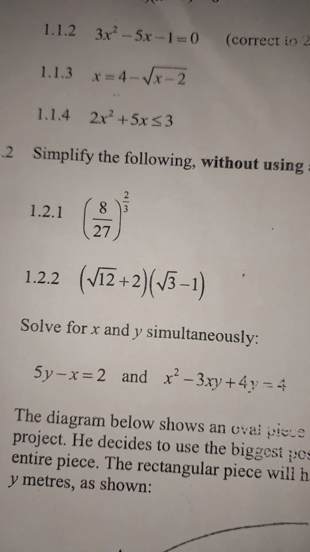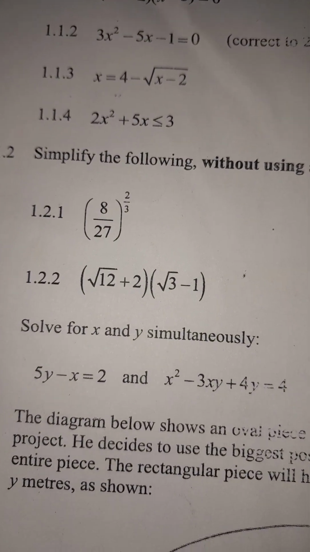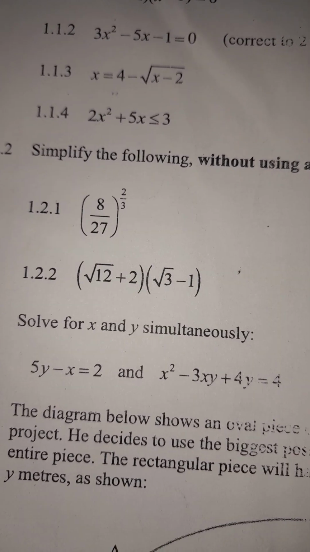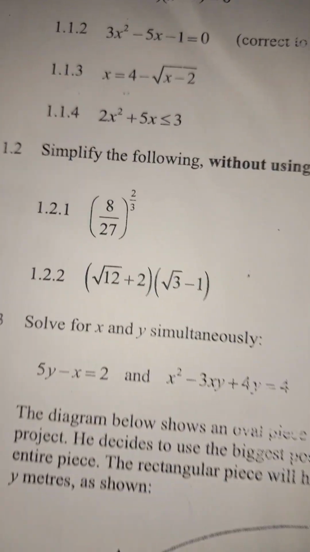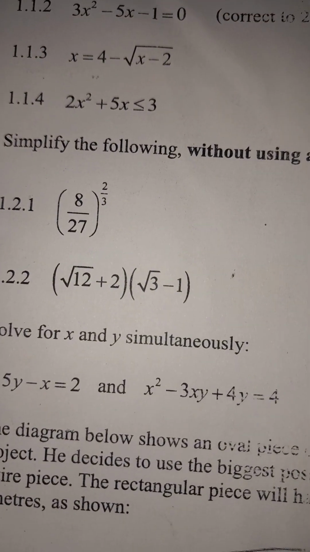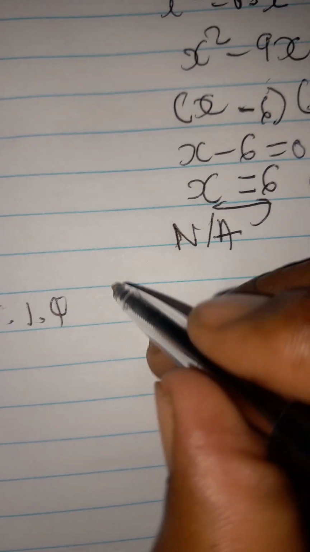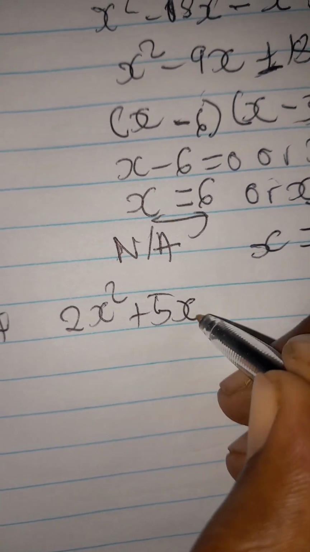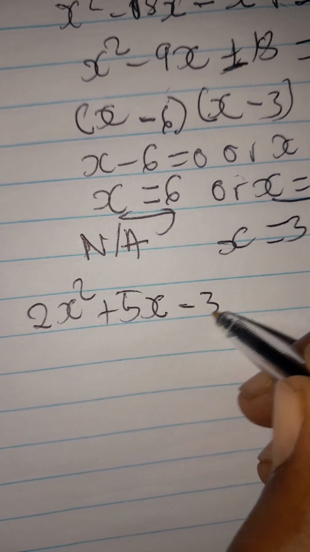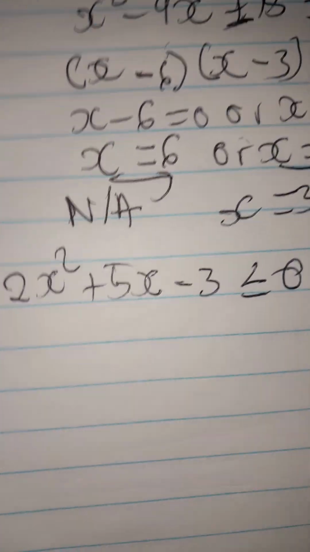Then let's go to our next question there. What are we having? Oh, a beautiful quadratic inequality. Oh, it's not arranged in standard form, so we need to arrange it in standard form. So we are given 1.1.4 there, and we have 2x squared plus 5x, then transpose 3 to the other side, it becomes minus 3, less than or equal to 0.